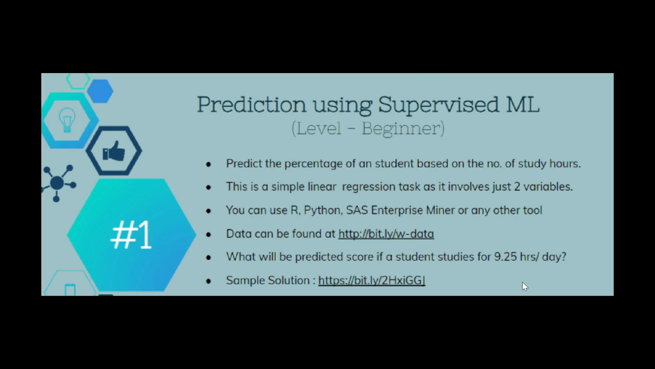We are going to build a predictive model using a supervised machine learning algorithm. The topic for today is to predict the percentage score of a student based on the number of hours of dedicated study done by the student in a particular course. We'll be using a simple linear regression model.